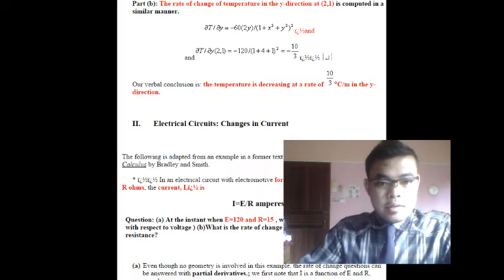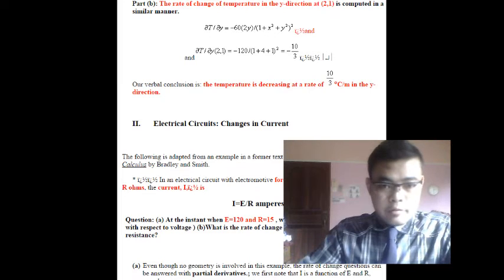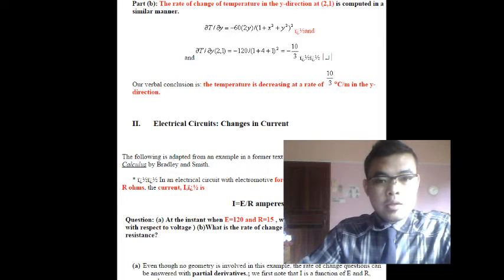The question: at the instant when E equals 120 and R equals 15, what is the rate of change of current with respect to voltage? What is the rate of change of current with respect to resistance? Now we go to the question. Even though no geometry is involved in this example, the rate of change question can be answered with partial derivatives.